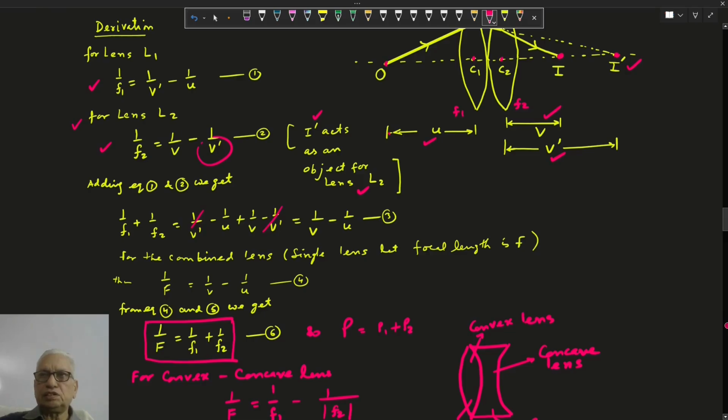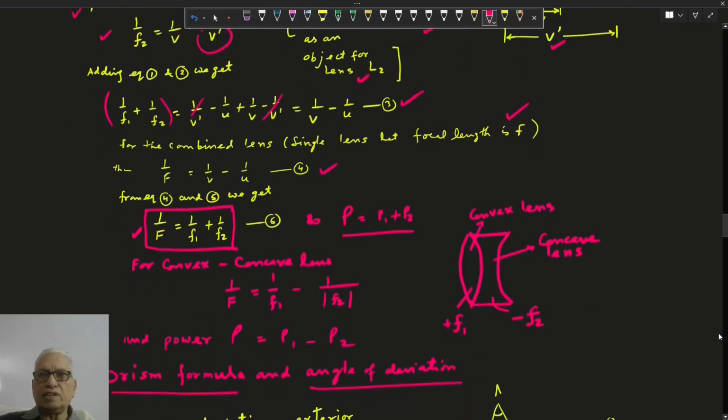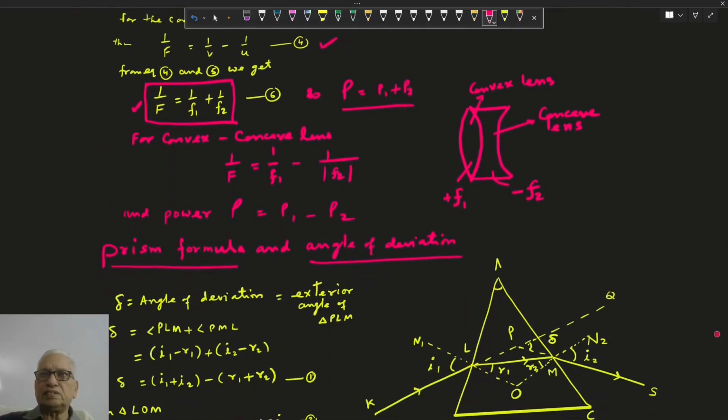Suppose these two lenses are replaced with a single lens of focal length F, so it will be 1 upon F is equal to 1 upon V minus 1 upon U. Equating equations 3 and 4, we get the relation 1 upon F equal to 1 upon F1 plus 1 upon F2. Power is added up. By the way, say there are two lenses, one convex and the other concave. Then P2 is minus, because the power of a concave lens is negative and its focal length is negative. We have taken the modulus of the concave focal length earlier, but here it is minus.